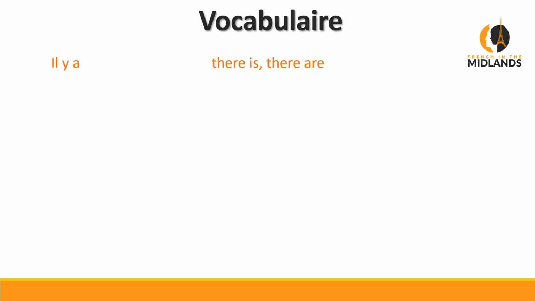Here's the vocab you need for this lesson. Il y a, which means there is or there are. It's only the one in French and it's il y a. It's a set expression. Est, which is. You remember when we said c'est, it is, the C apostrophe was the it and the est is the is.